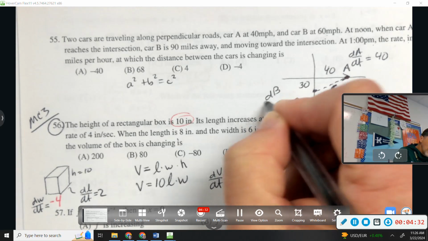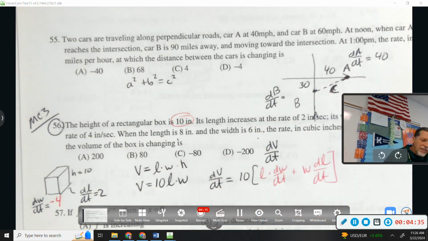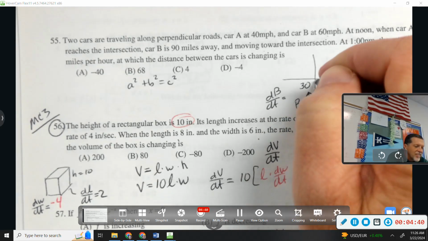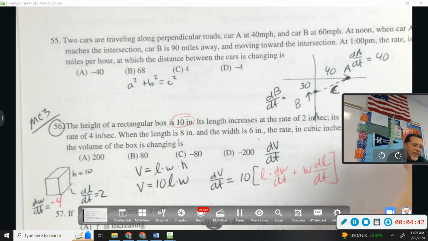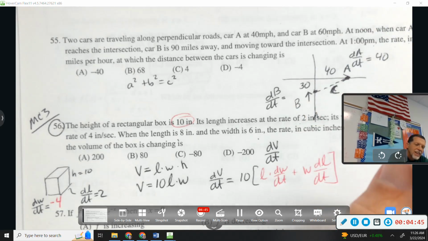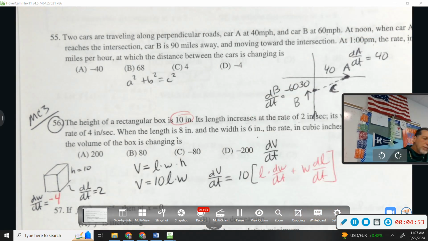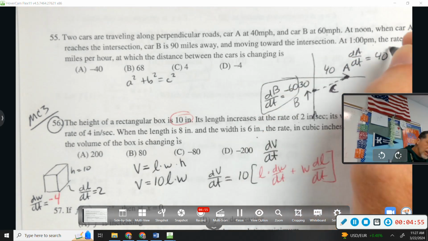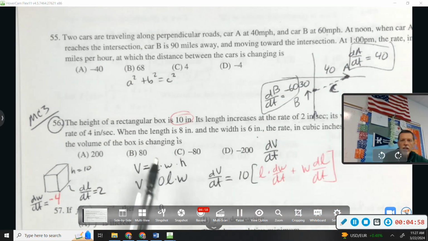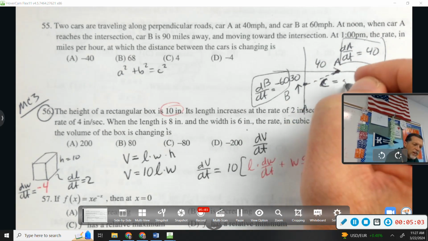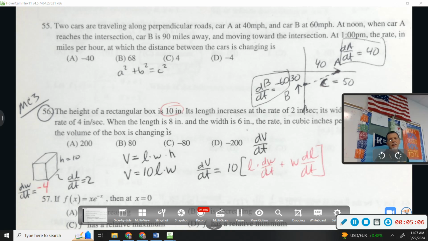dB/dt, what's dB/dt? That's the distance is 30. How fast is B going? 60, but he's going toward the intersection, so B is getting shorter. So dB/dt is negative 60. Oh, and they did us a favor here. It's a 3, 4, 5 triangle. And I want dC/dt.